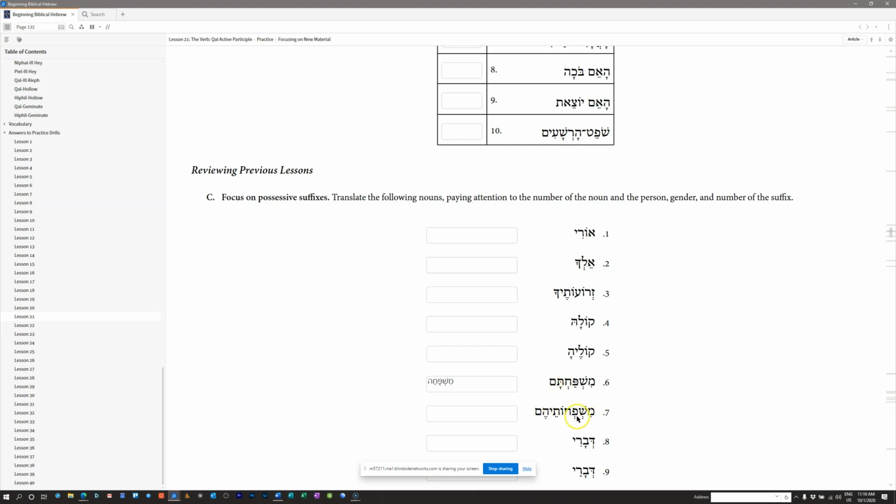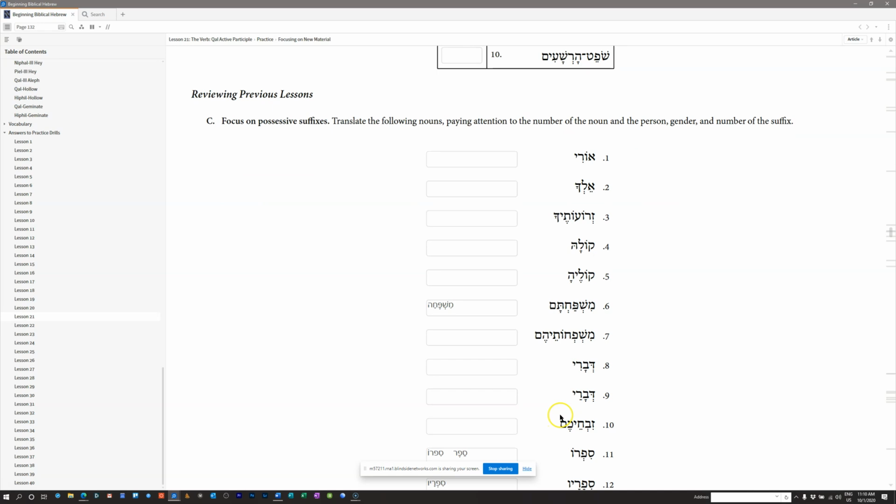All right, here we have mishpachotehem. It's probably mishpachotehem. Mishpachotehem is going to be their families. All right, we've got that ot and the sere yod here. Number 8, davari. Davari is going to be davar with the hirik yod, so this would be my word. Davarai is going to be my words. Remember, the patach yod is the 1CS form that gets used with plural nouns.